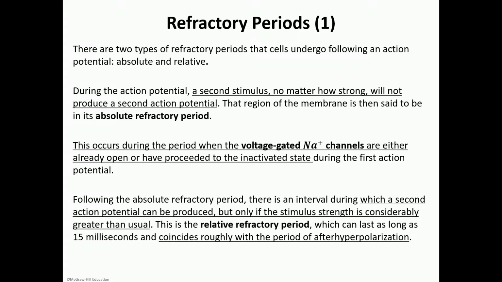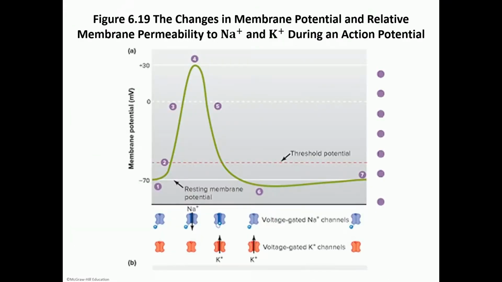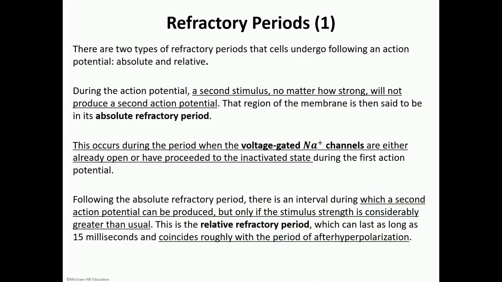So I will show you using the curve where this happens. The absolute refractory period happens if all of your sodium channels are already open or they are deactivated. So it occurs during depolarization and repolarization. Meaning that if the nerve is in the process of depolarizing or repolarizing, even if you stimulate it with the biggest stimulus possible, it is not going to respond to that stimulus. Okay, so again, absolute refractory period.